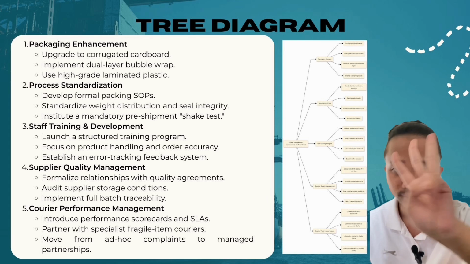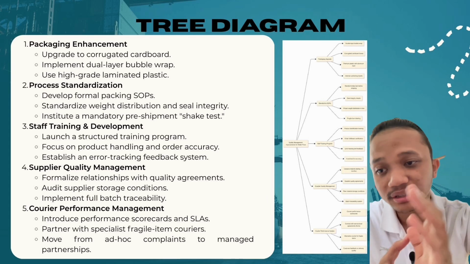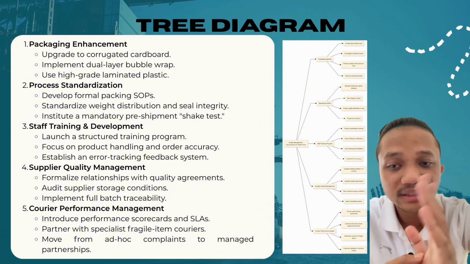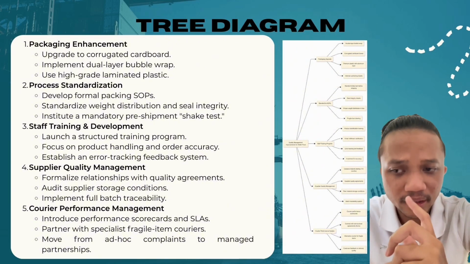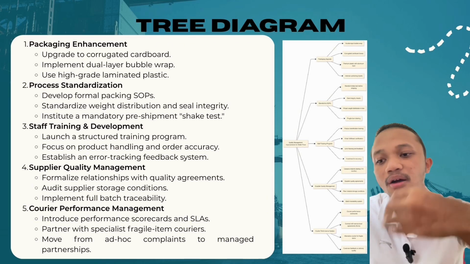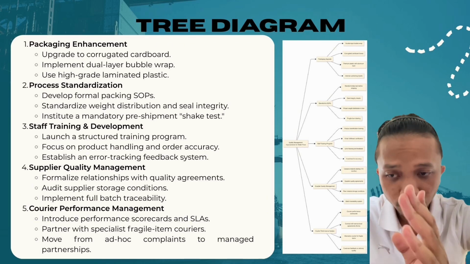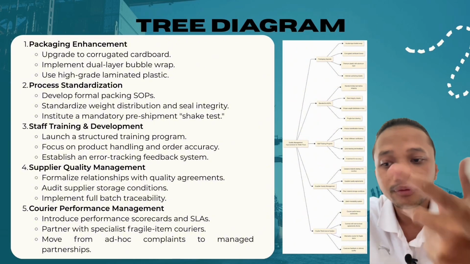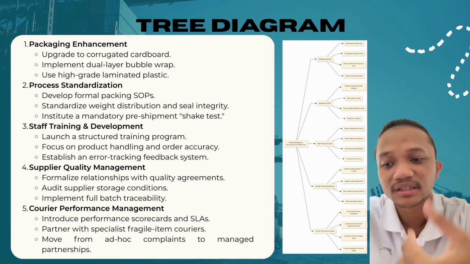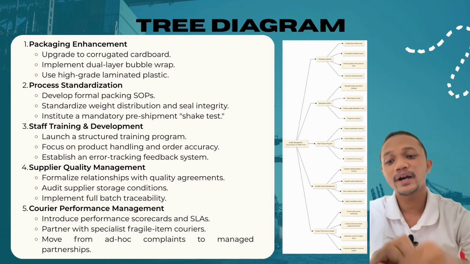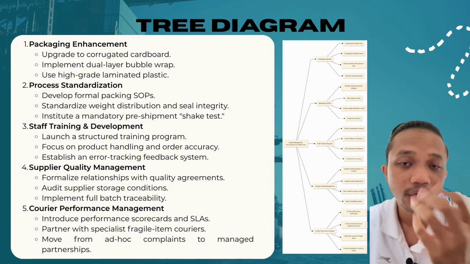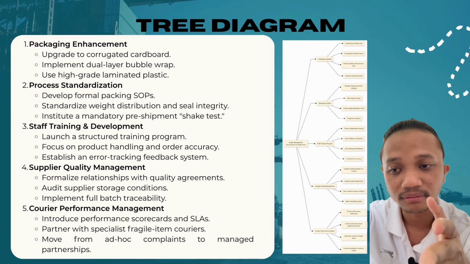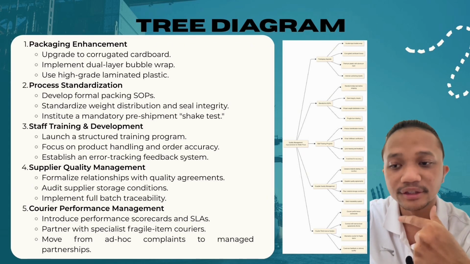Third, we will launch a structured staff training program focused on product handling and order accuracy, supported by an error tracking feedback system. Fourth, we will formalize supplier quality management through binding agreements, storage audits, and full batch traceability. And finally, for fifth, we will shift carrier management to a performance-based partnership using scorecards, SLAs, and specialist contracts.